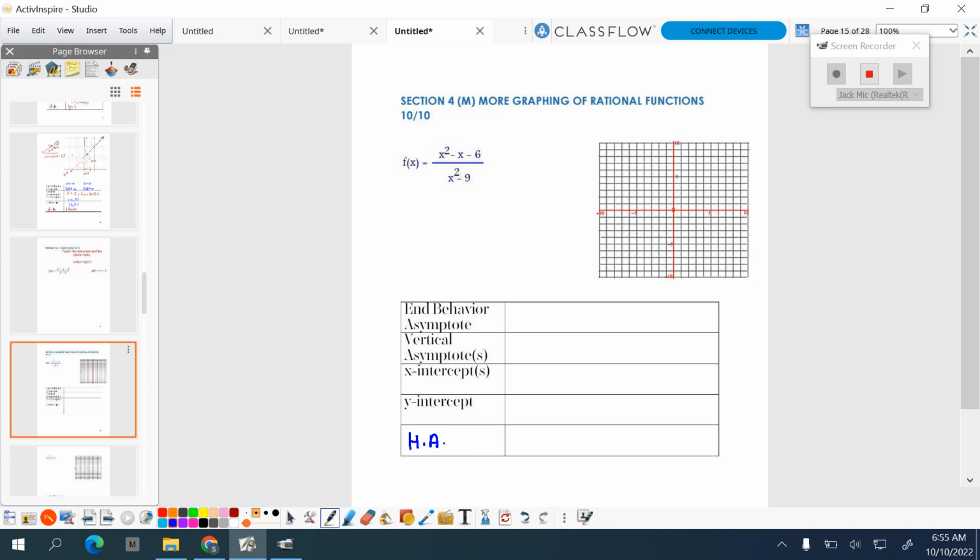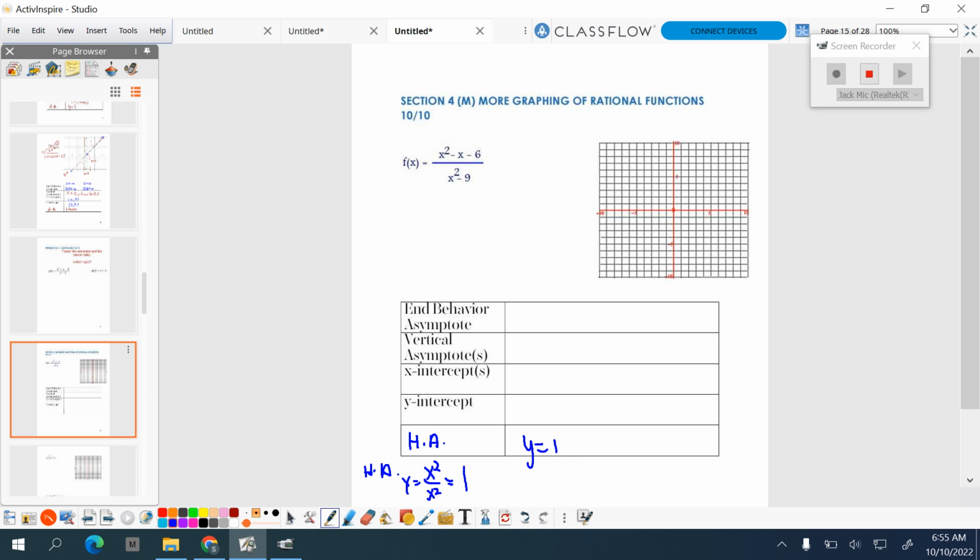If I look, leading x terms up here are x squared and x squared. These are the same. So all I need to do is simplify, and that just simplifies to 1. So y equals 1. All right.